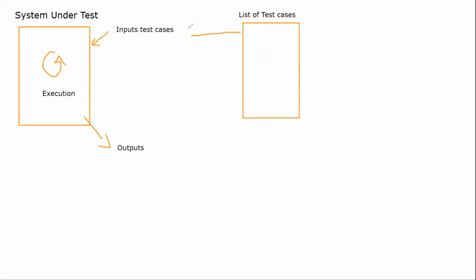So we read the test cases one by one. We read line by line as manual testers, and then you apply the input, you run, and you get the output. Then you have to write a test log.